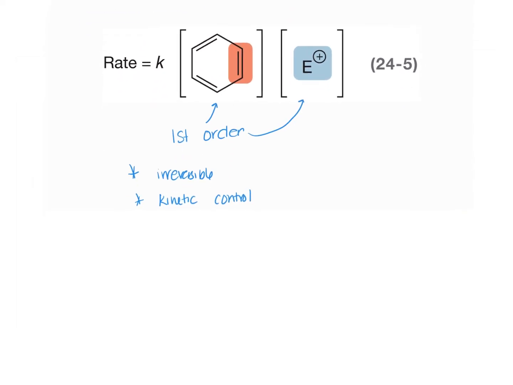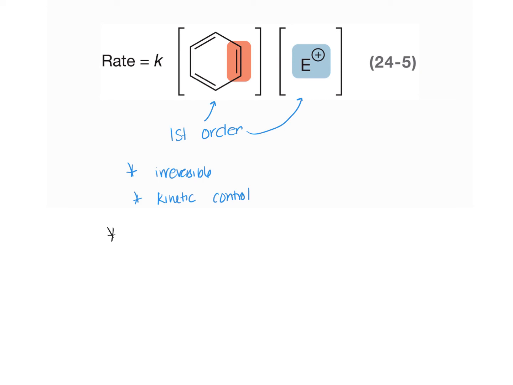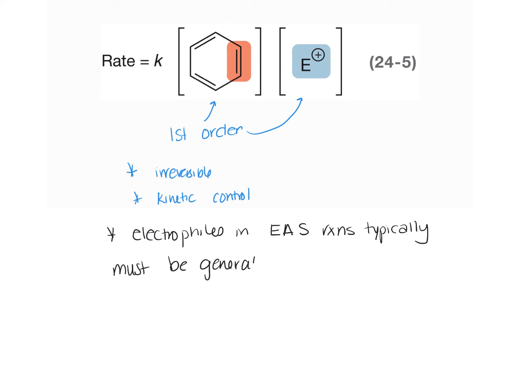Instead, what we are going to find is that electrophiles in the electrophilic aromatic substitution reactions typically must be generated in situ from more stable precursors that can be added to the starting material.